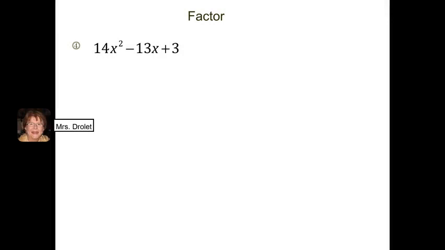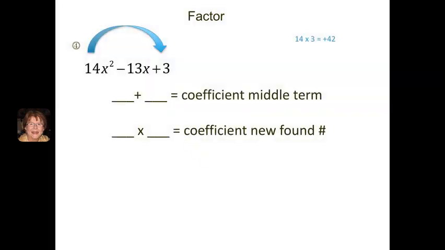Now, when negatives are involved, you have to be extra careful. First step, recognize that it's decomposition. Why? 3 terms, decreasing order of exponents, and we have a number in front of the variable squared. So you're going to multiply that first number by the last. 14 times 3 is equal to positive 42.